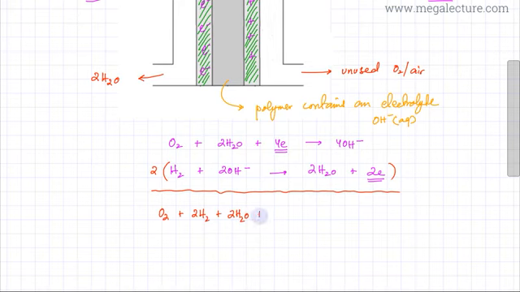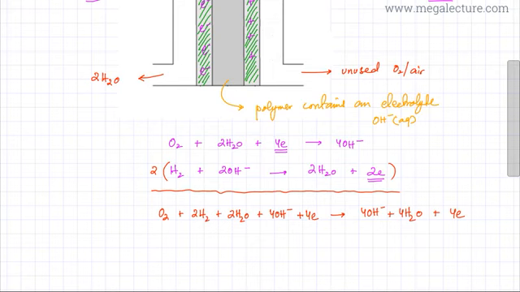Below I have 4 OH minus 1s because it's being multiplied by 2. Then I have plus 4 electrons. So I've added the left hand side. On my right hand side I have 4 OH minus 1 in the top equation. Then in the bottom equation I have 4H2O multiplying it by 2. And then I have 4 electrons.